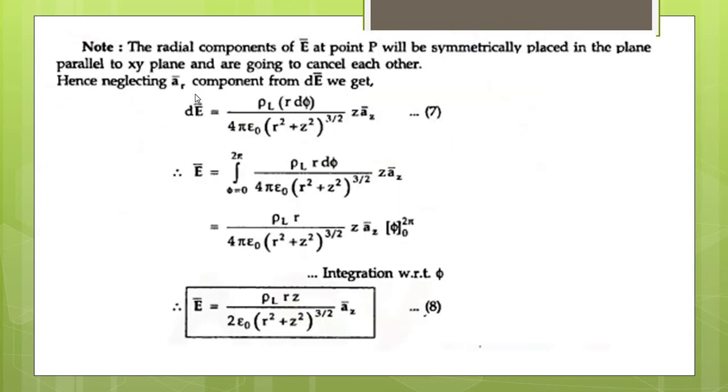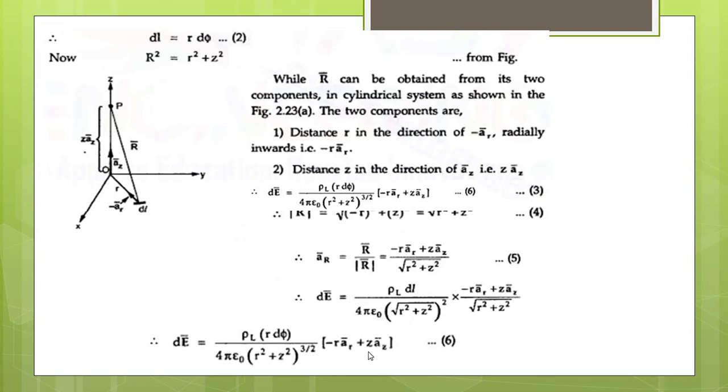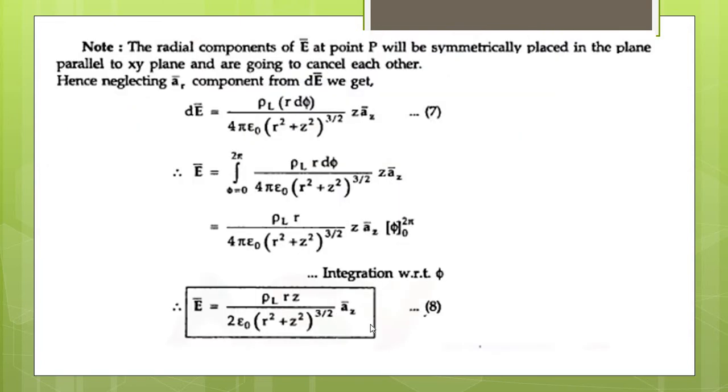Now here also we need to cancel one term. The radial components of E at the point P will be symmetrically placed in the plane parallel to the xy plane. Hence these terms also get cancelled. So if you see the previous equation, in this the r ar terms will get cancelled. So we can write the remaining terms. dE is equal to rho L r d phi by 4 pi epsilon naught (r square plus z square) whole power 3 by 2 multiplied by z into az.